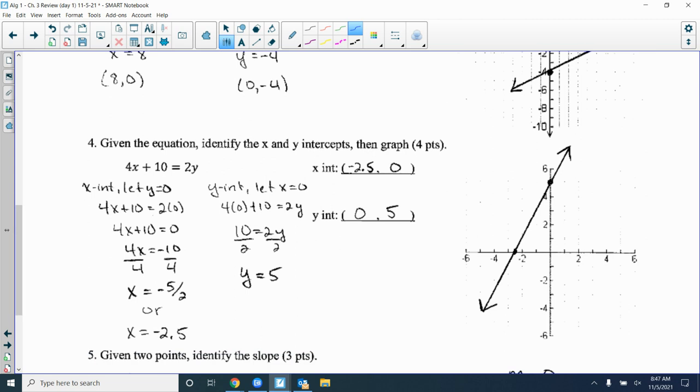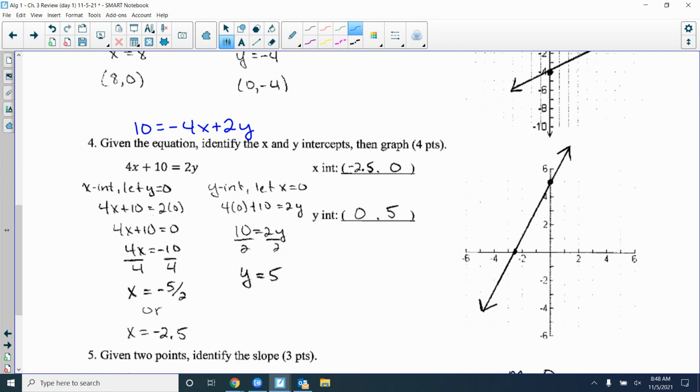For number 4, and I know we've talked about this, but you don't have to do it. You can move the 4x over. And if you did that, that's fine. 10 equals, it would be -4x plus 2y.